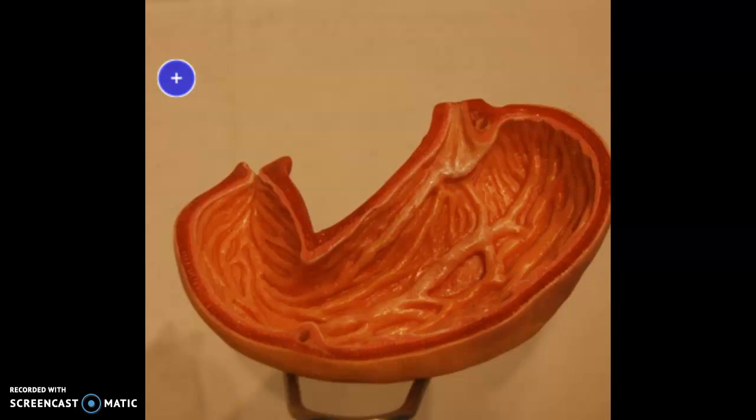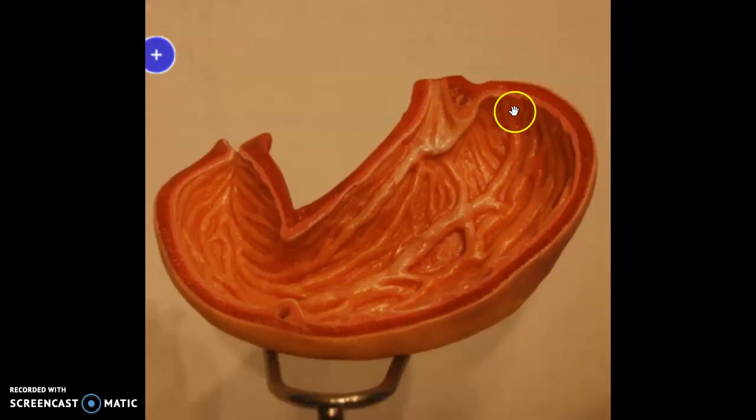So the region right here is the fundus region. Now this is the body. It is where most of the digestion occurs. And in this region, the gastric pits have all the different cell types you had to look at in histology.